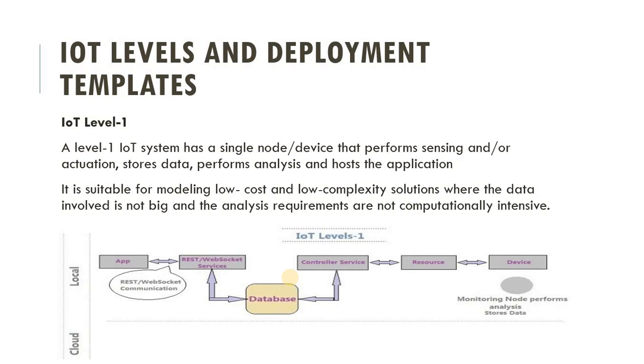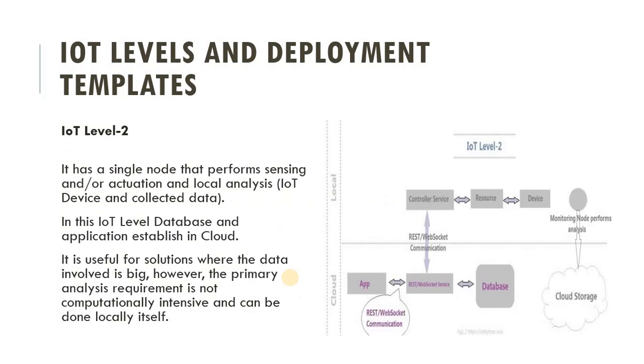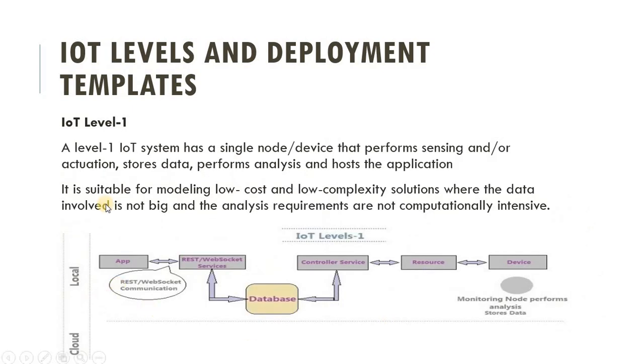So we can say that if you want to implement a system in terms of low cost and low complexity, or if you want to implement a simple system in which you do not want to include the cloud, at that time you can use the IoT level 1 system. The second is IoT level 2. Here in this figure, in the IoT level 1 the node is only a 1.